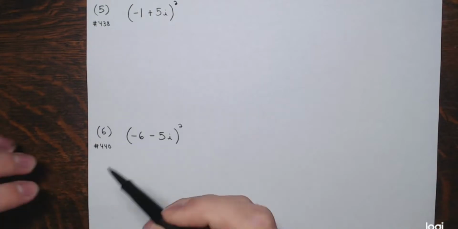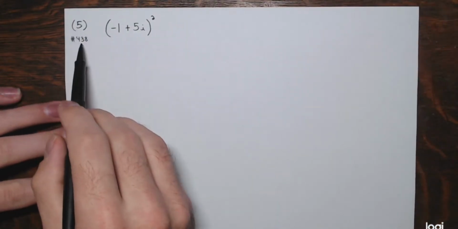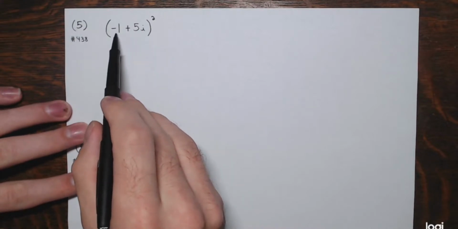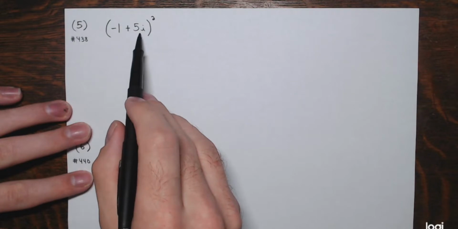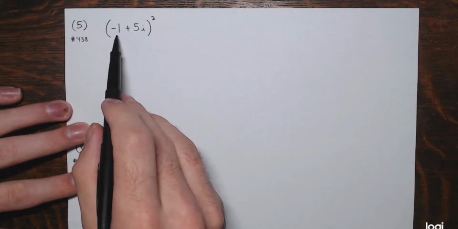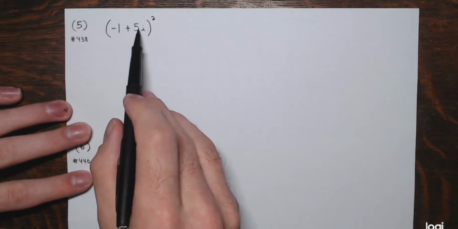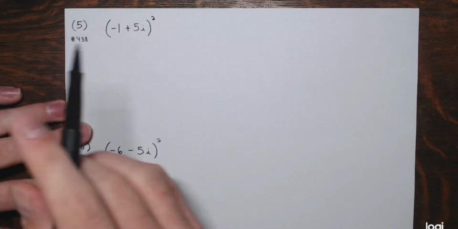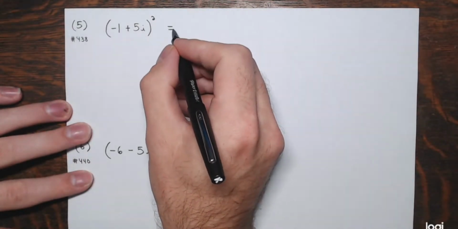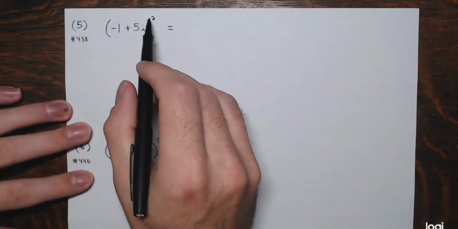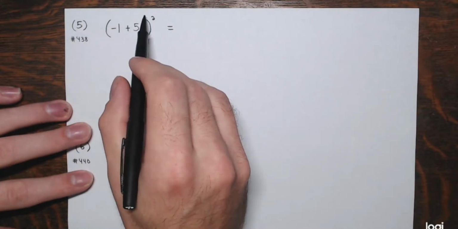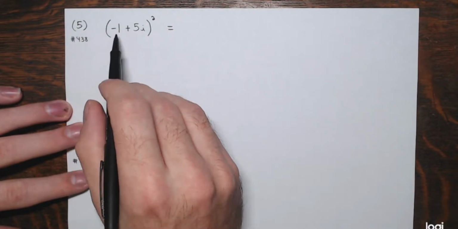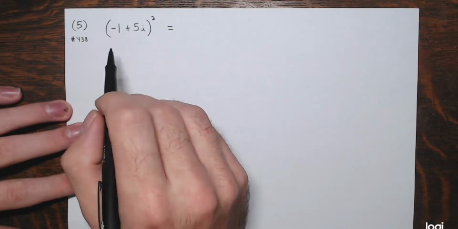So number 5, it's exercise 438 in the text. We're taking a complex number, right, with a real part and an imaginary part, negative 1 plus 5i, and squaring that complex number. Well, you just have to remember what it means to square something. Now, please don't distribute the power. Powers don't distribute. This is not negative 1 squared plus 5i squared, right, or 25i squared.